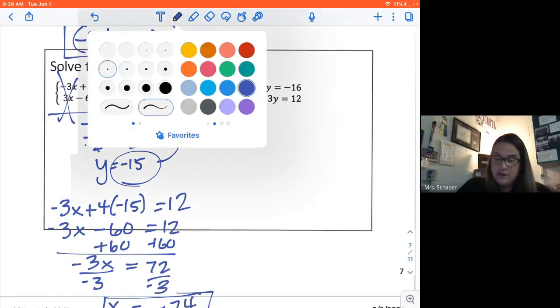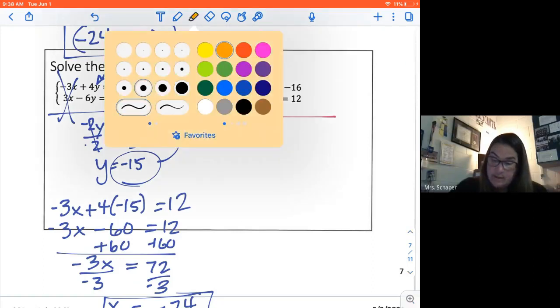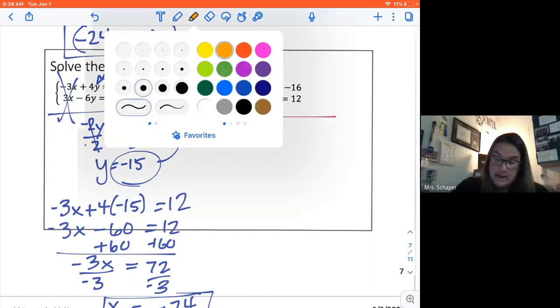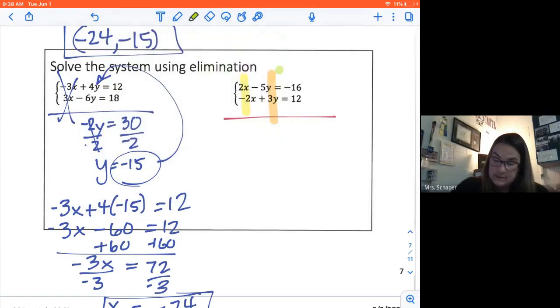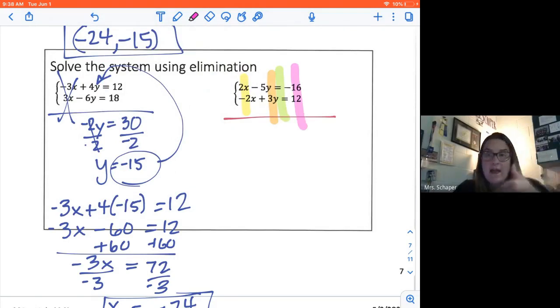First step is to make sure everything's lined up. When I look here, I've got my x's lined up, my y's lined up, and my numbers lined up. Everything's in order. I got my x's, I got my y's, I have my equal signs, and I have my numbers. So you want to make sure everything's lined up. So now we're going to add them together.